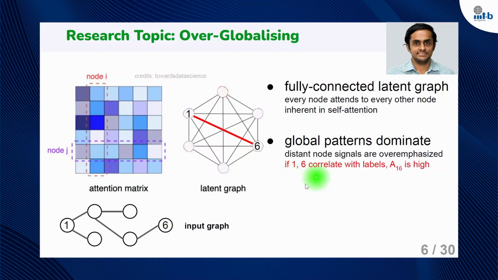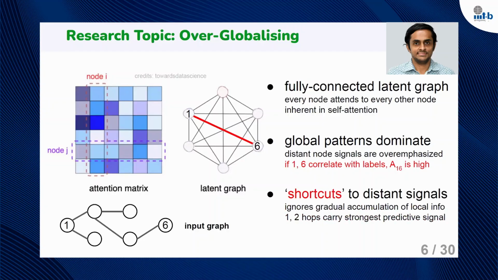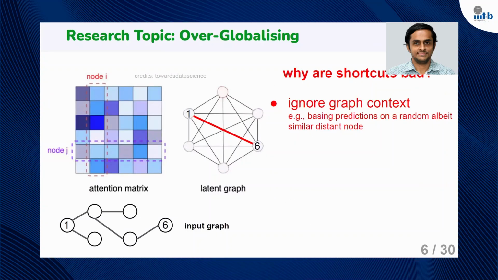In the learning problem, let's say 1 and 6 correlate with the labels, then this attention value will be very high. By creating this attention matrix, we inherently have these shortcuts to distant nodes. One is directly connected to 6, so this is a shortcut. But this can be a problem in some machine learning tasks, which we will see. So why are shortcuts bad? Shortcuts can be bad in some contexts.